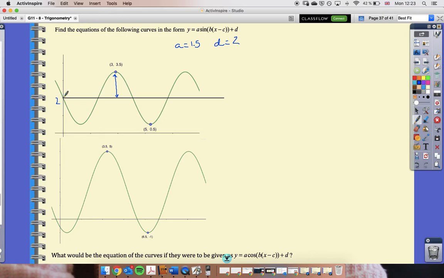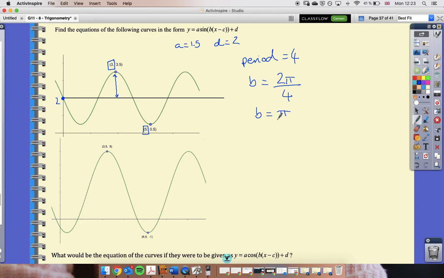So let's find a full wavelength. If I go from here, oh, hang on, I don't have any scale that's going to help me. So maybe I'll use the coordinates I've been given. Going from a maximum, where the x-coordinate is 3, to a minimum, where the x-coordinate is 5, I've increased by 2, but that's only half a wavelength. So to complete the wavelength, I'd need to go another 2. So my period is 4.